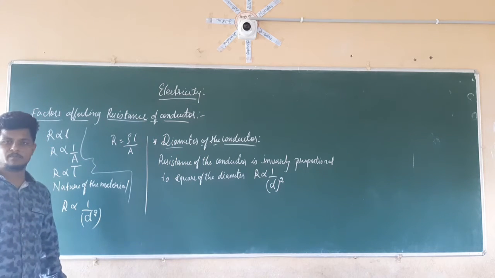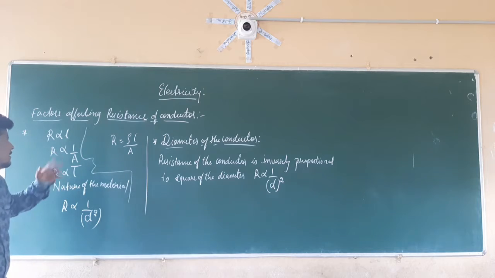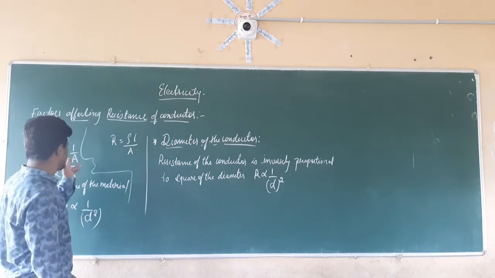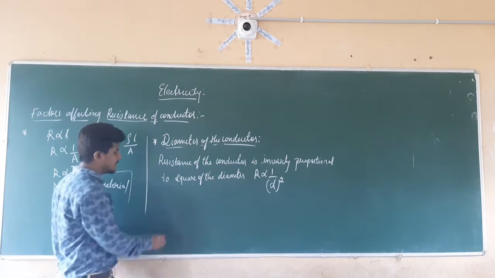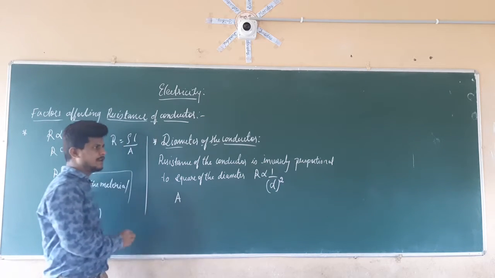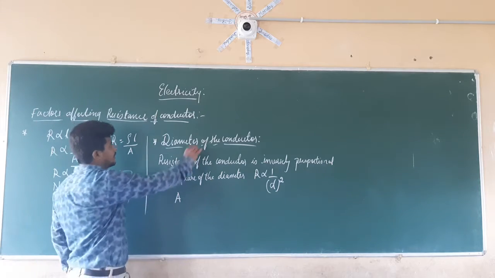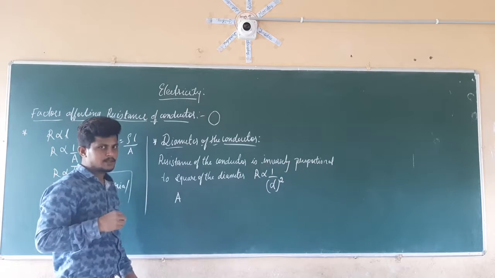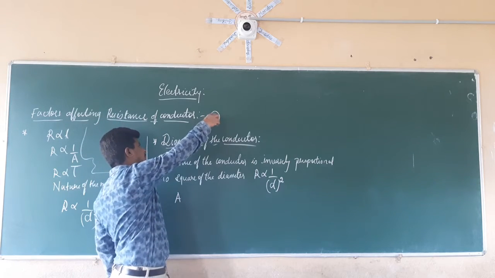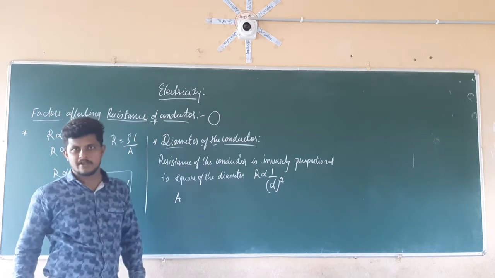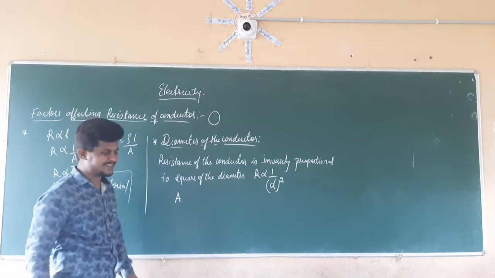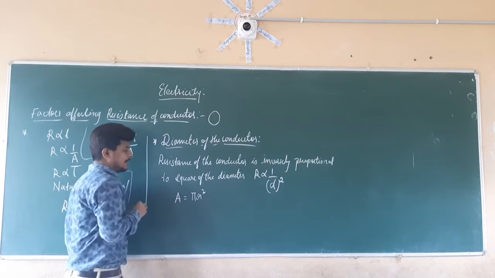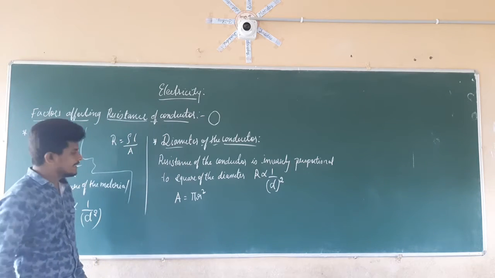Why is it inversely proportional to d square? See here, we already know that resistance is inversely proportional to the area of the conductor. Remember this. So how is the area of the cross section of the conductor given? If we take this area, which is a cross section of a conductor, how are we going to find out the area of this cross section? We have the formula for calculating the area of cross section as A equal to pi r square.